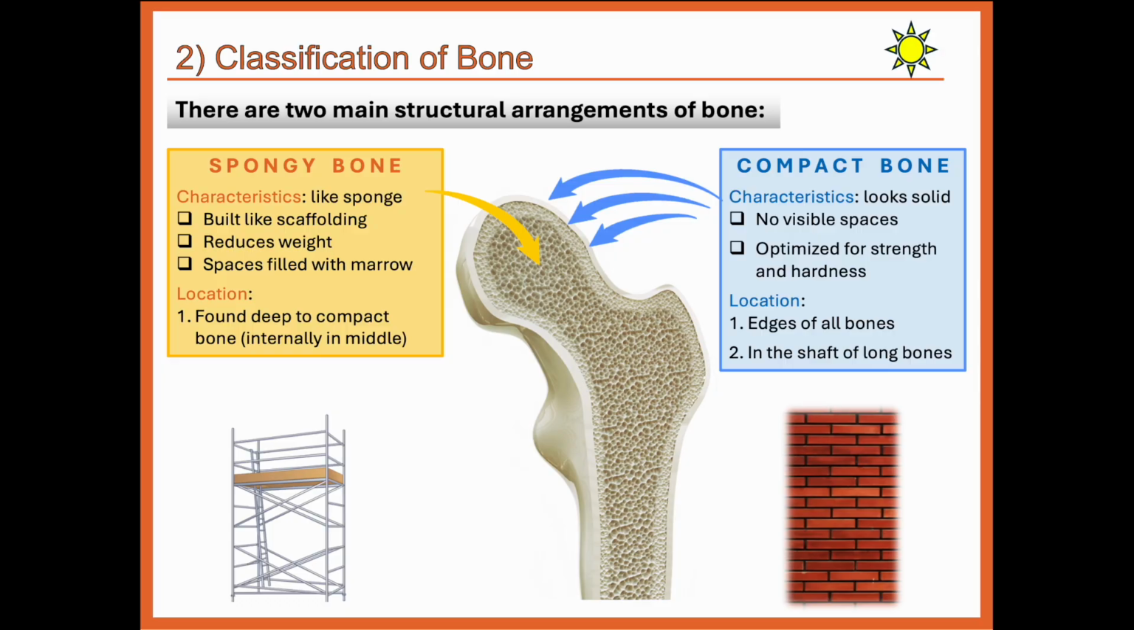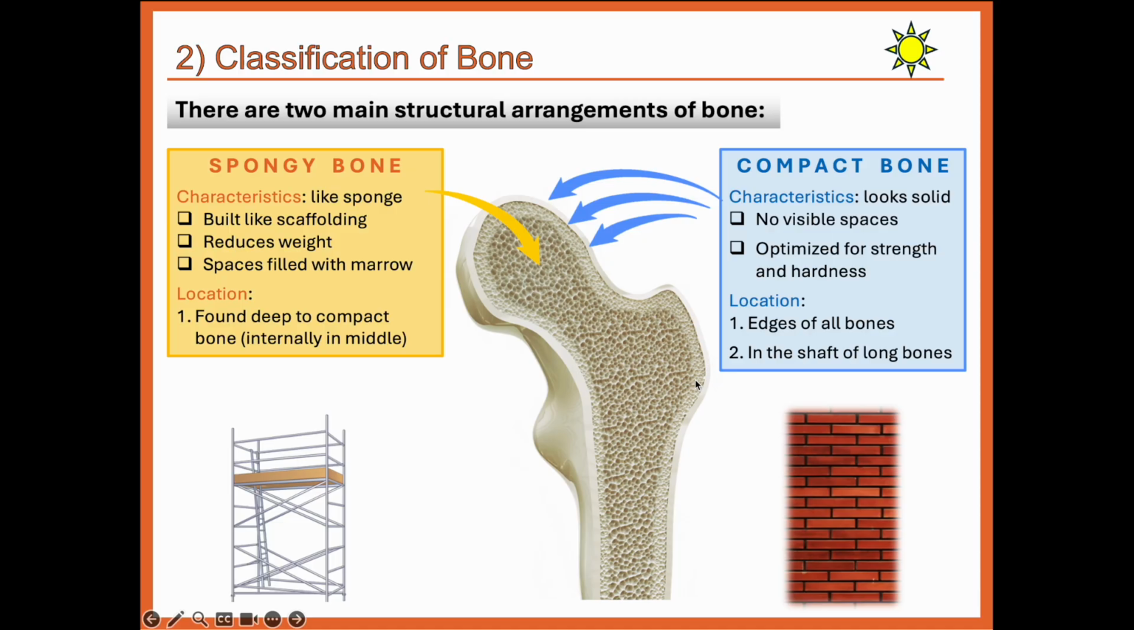Next thing is that there are two main structural arrangements for bones. Bones could be either spongy or they could be compact. So when you think typically of bones, you always think of compact. This is like a brick wall. They're very solid. Do you see this outer thick lining of the bone on the outside, right? There's no visible spaces in between, right? This is optimized for strength and hardness.